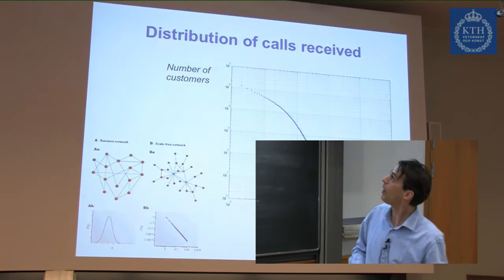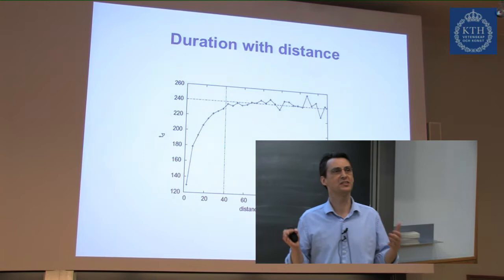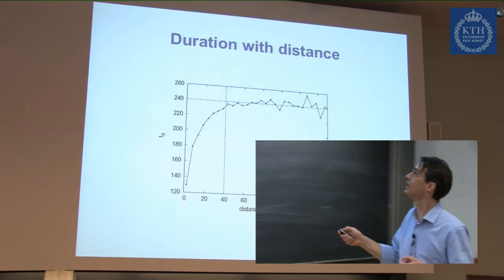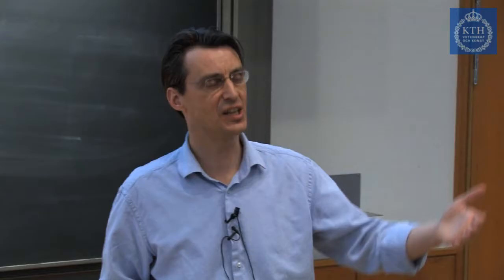This is the duration, of course, with distance. I'm showing here a few statistics before actually discovering the communities in that network, because I find it very fascinating how much information you can get. Of course, these are anonymized networks, so all the numbers have been scrambled. But still, it's amazing to see how much information you can get out of the data, including, in this case, the duration of communication with distance. As distance increases, the duration of your conversation increases as well.